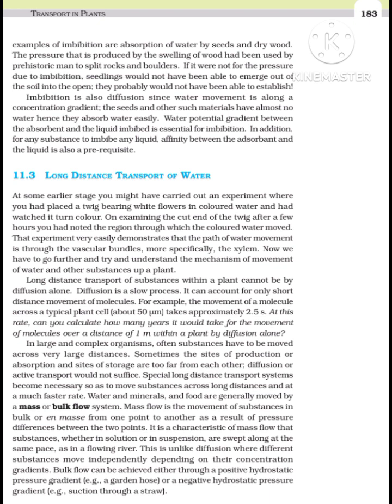If it were not for the pressure due to imbibition, seedlings would not have been able to emerge out of the soil into the open, they probably would not have been able to establish. Imbibition is also diffusion since water movement is along a concentration gradient. The seeds and other such materials have almost no water, hence they absorb water easily. Water potential gradient between the absorbent and the liquid imbibed is essential for imbibition. In addition, for any substance to imbibe any liquid, affinity between the adsorbent and the liquid is also a prerequisite.